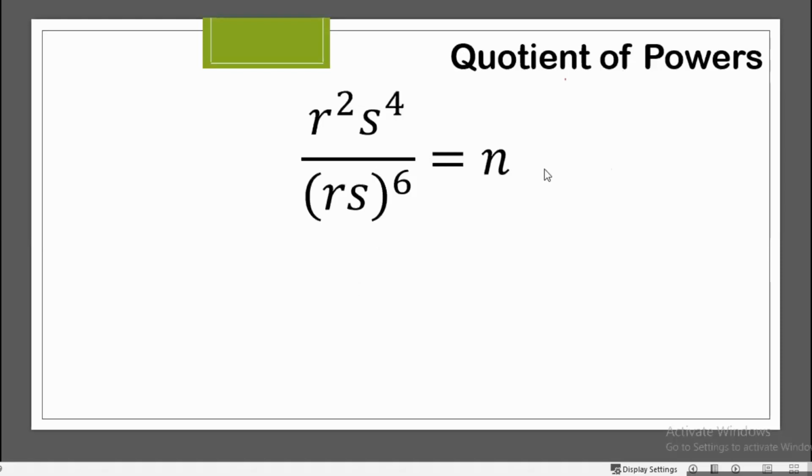Next. So, you need to distribute muna yung mga exponents, ano? So, the answer will be, what will be the answer? So, 2 minus 6 is equal to r raised to the negative 4 and s raised to the negative 2. Very good.